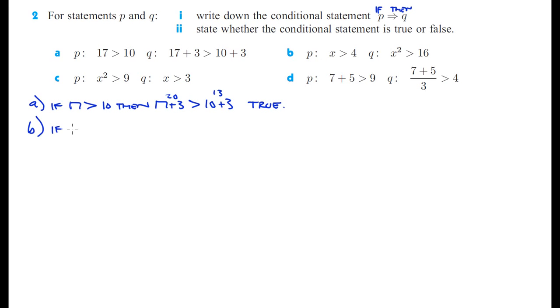Let's see, if x is greater than 4, then x squared is greater than 16. Okay, so that's our conditional statement. If then, so let's see, if x is greater than 4, then x squared is greater than 16. So this should also be true, right? Because any number that's greater than 4, when you square it, will be greater than 16.